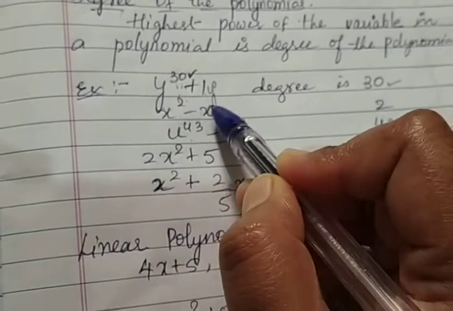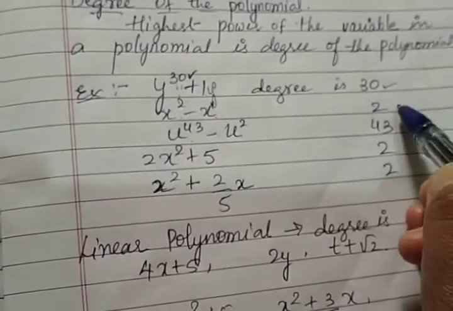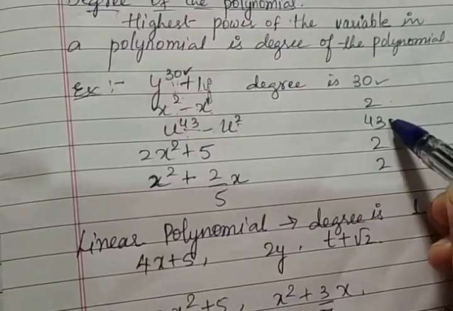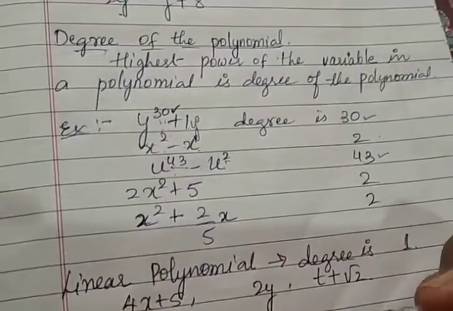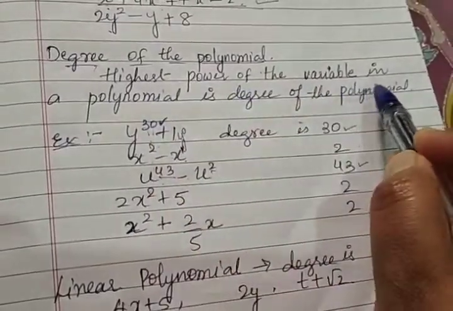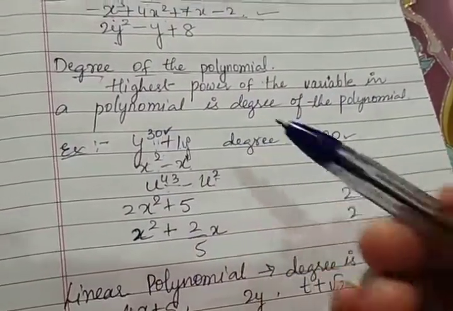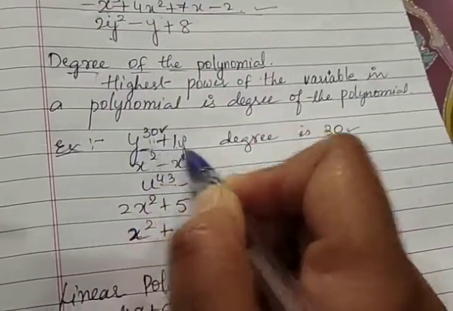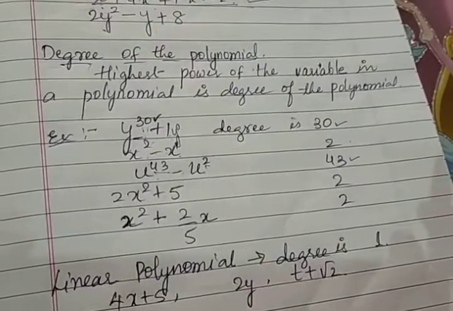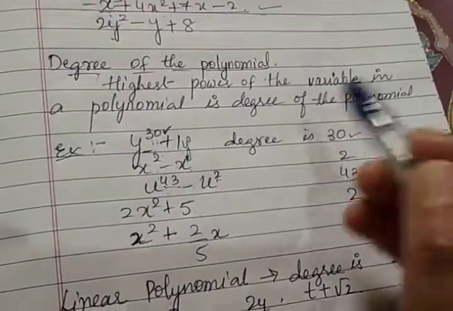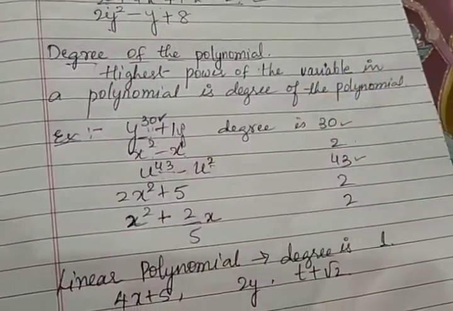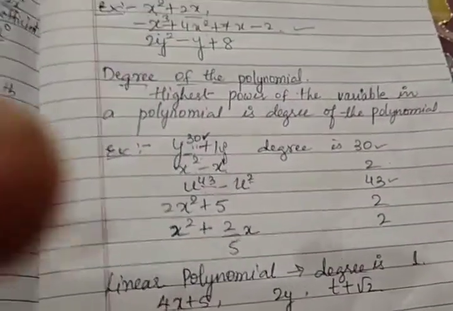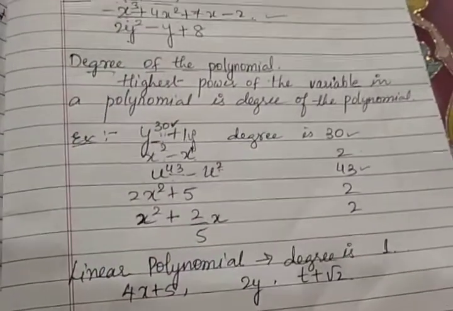Here the highest power is 2, so the degree is 2. Here there are two powers, 43 and 2, so 43 is the degree. So what we can conclude is that the highest power of the variable in a polynomial is called the degree of the polynomial. Okay. If you go through some more examples given in your NCERT textbook and find the degree of the polynomial, it will be more clear.